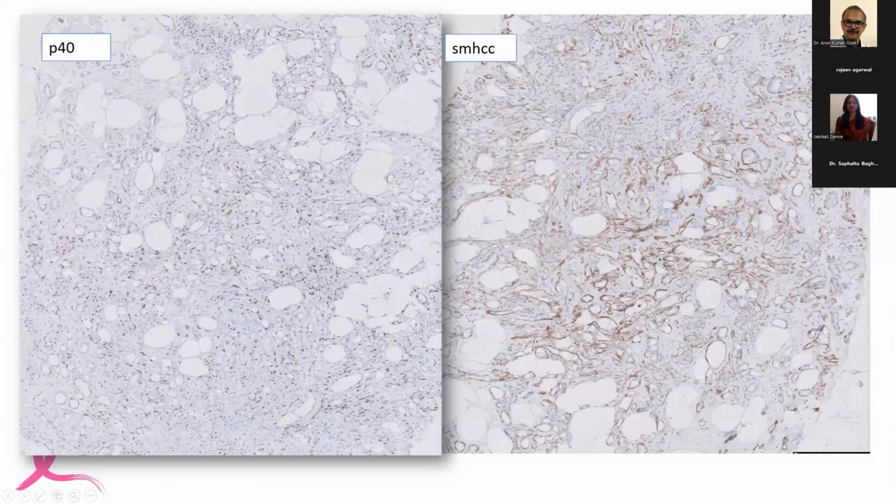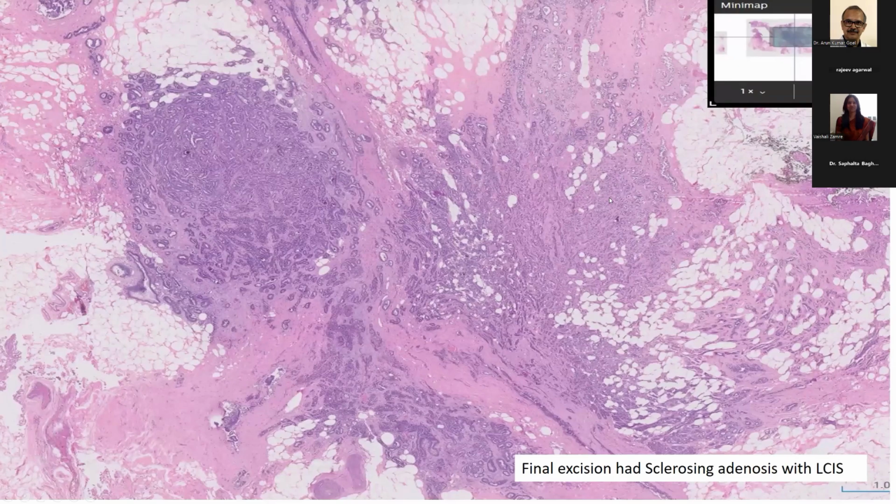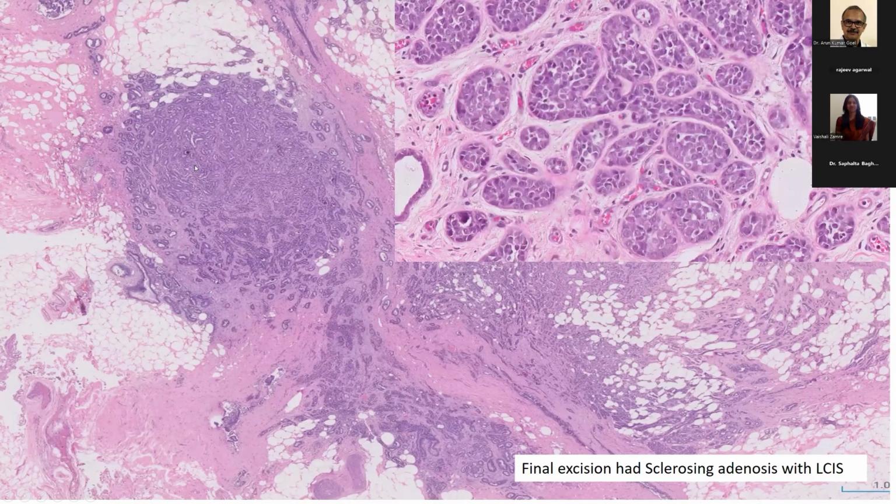So we do myoepithelial markers and they are plentifully present in this lesion. This is a sclerosing adenosis. Now, in the final excision of this, we tend to excise mass-forming sclerosing adenosis because surprises are very usual. So in this case, you can see the infiltration of the cellular adenoma. This is the benign area. And this was the lobular neoplasia seen in one of the sclerosing adenosis. So that's the problem with sclerosing adenosis.